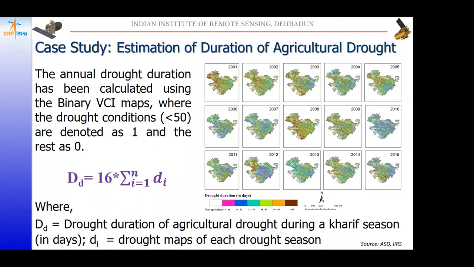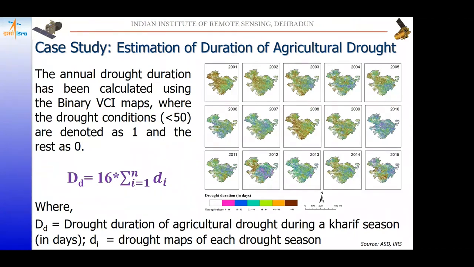Now the next work is related to the estimation of the duration of agriculture drought, which is a very important parameter to define. The longer the duration of agriculture drought, the greater the economic loss in the crop production region. Here, to estimate the duration, we compute VCI from the same MODIS data sets and convert it into binary VCI maps. Where the VCI value is lower than 50, we classify the pixel as 1, and the rest of the image as 0.